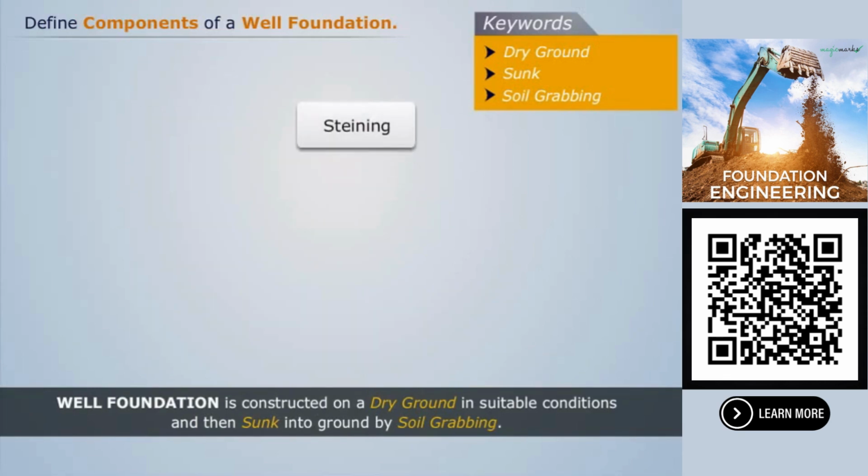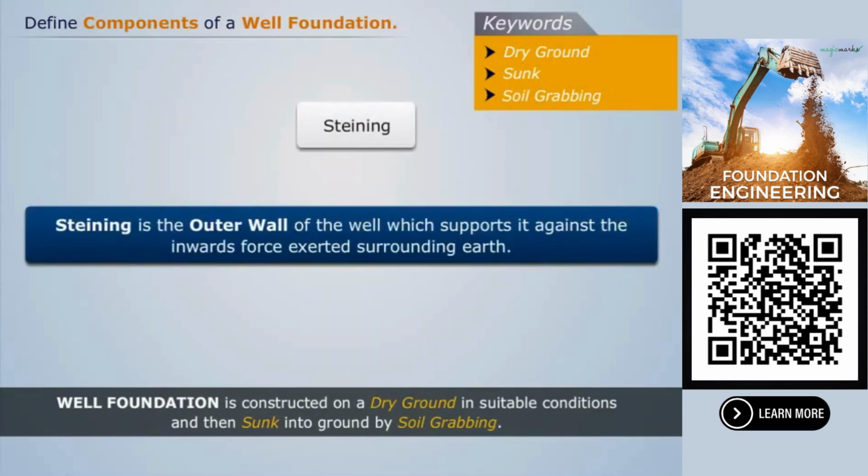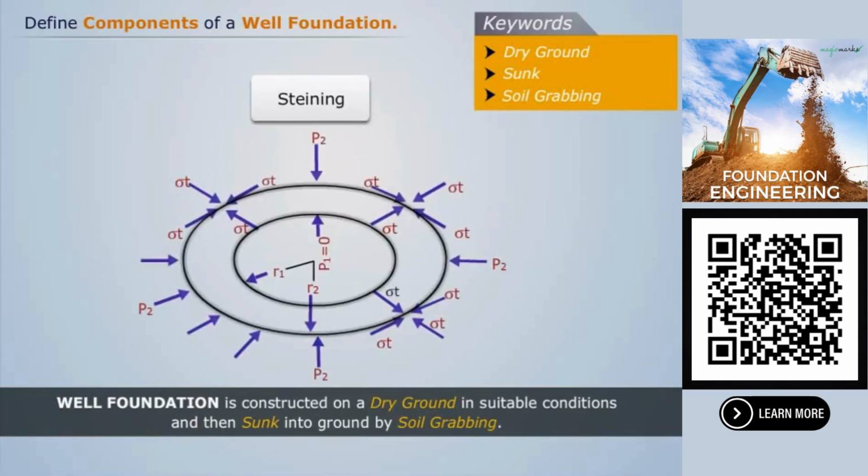Steining. Steining is the outer wall of the well which supports it against the inward forces exerted by surrounding earth. The image and forces surrounding steining is shown in the image. The force acting from inside the well is hoop stress. The force exerted from outside the well is radial stress.